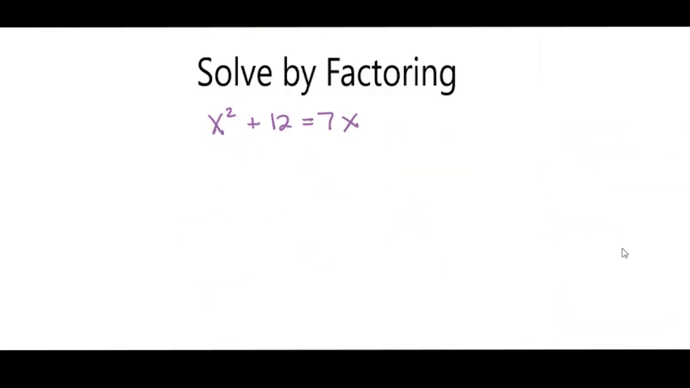So here I have x squared plus 12 equals 7x. And I need to solve this by factoring. But the first thing I need to do is make it equal to 0. Right now it's currently equal to 7x. So what I'll do is subtract 7x on both sides of the equation, making this equal to 0.